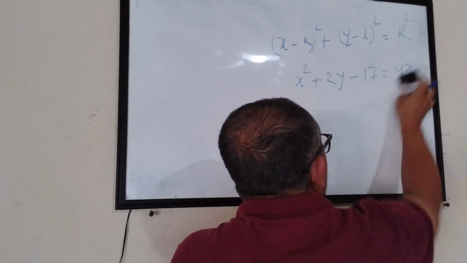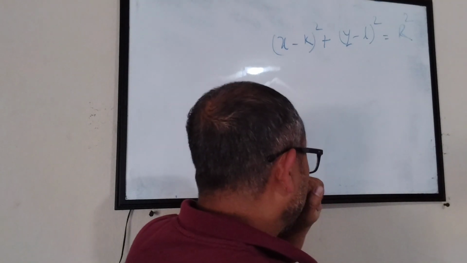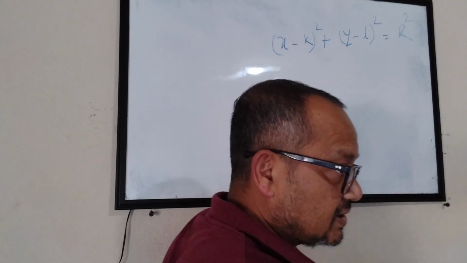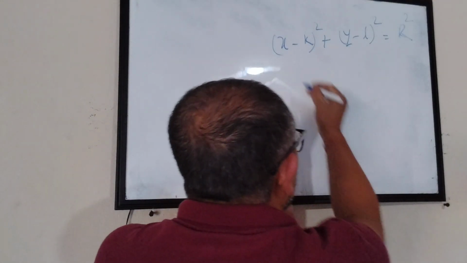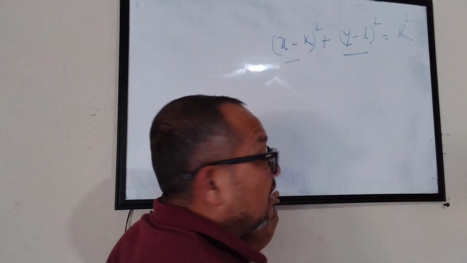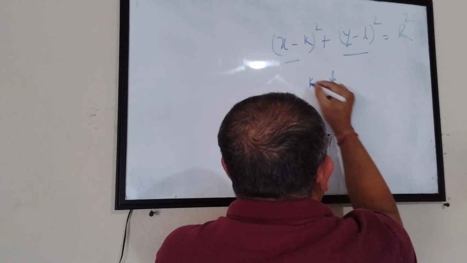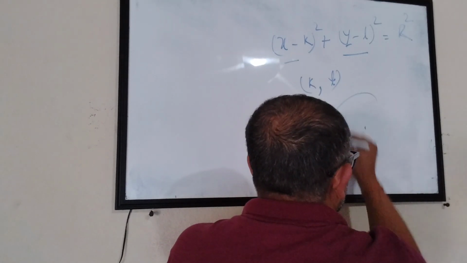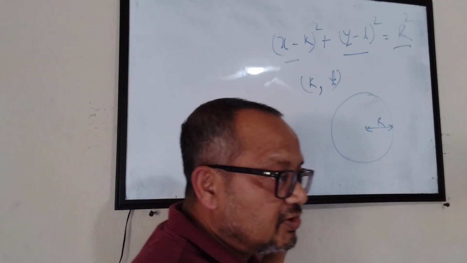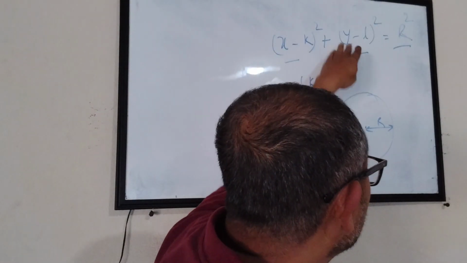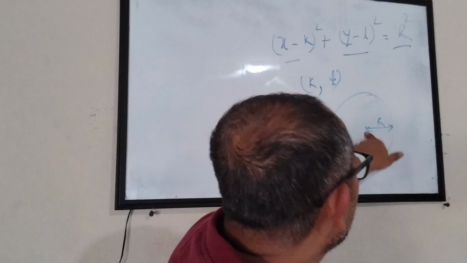So now we are not going to talk about parabola, we are talking about the circle. This is the standard form of a circle equation. Here, K and L are the x and y coordinates of the center, and R is the radius. If you see an equation like this, from it you can derive the coordinates of the center and the length of the radius.